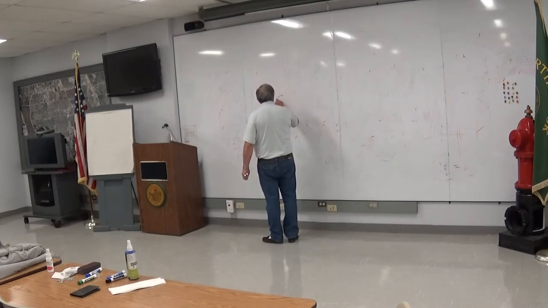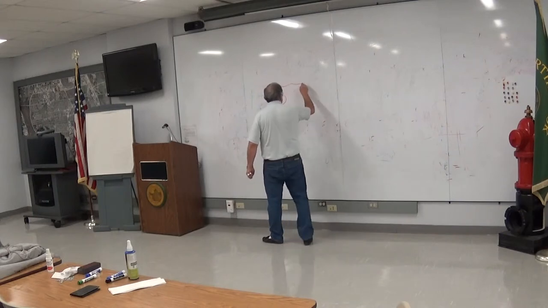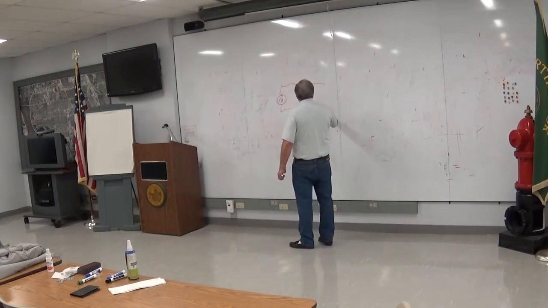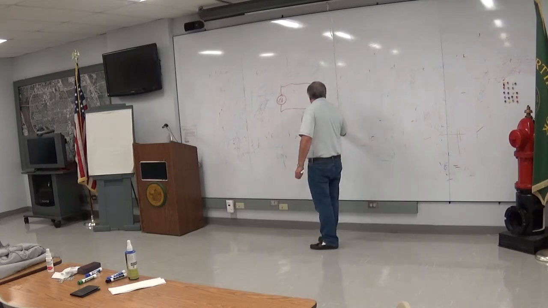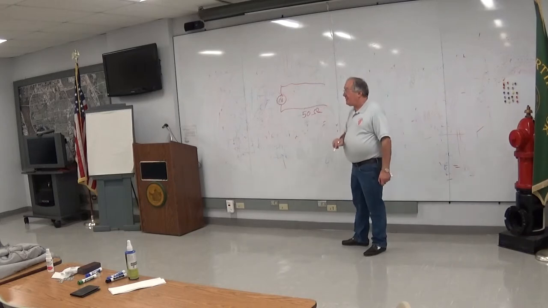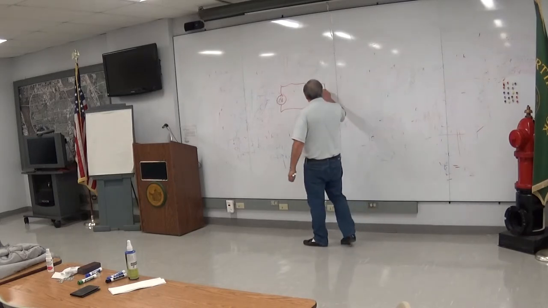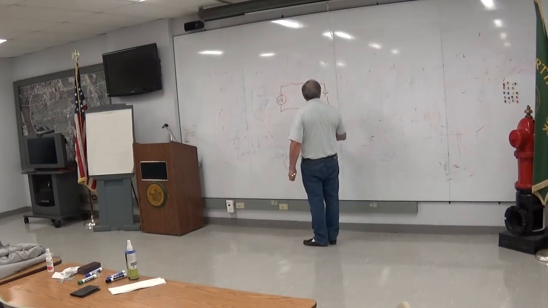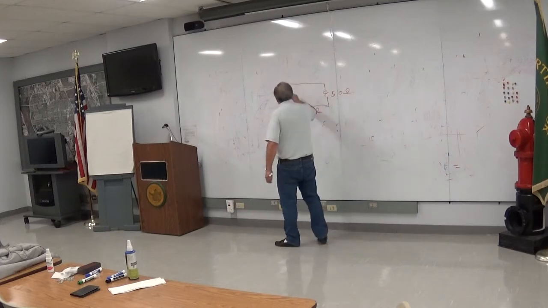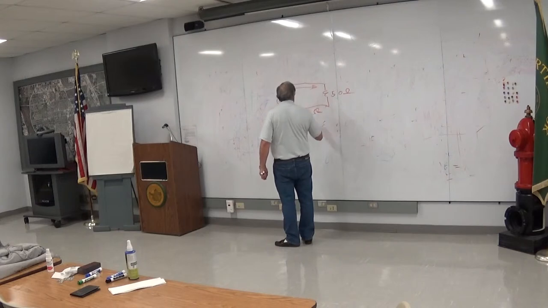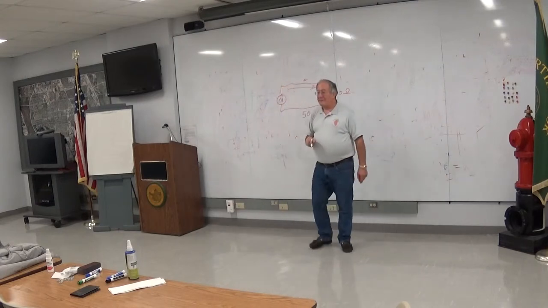Here's your generator, alternating current, radio frequencies. Here's your transmission line. And if this stuff is 50 ohm coax, what that really means is if you put a resistor at the end of it that happens to be 50 ohms, what comes out of here is going to have nothing reflecting back.